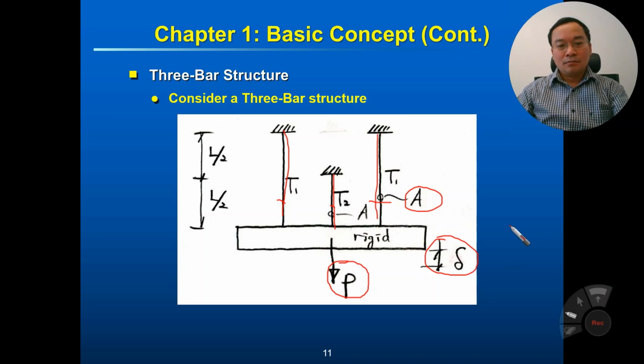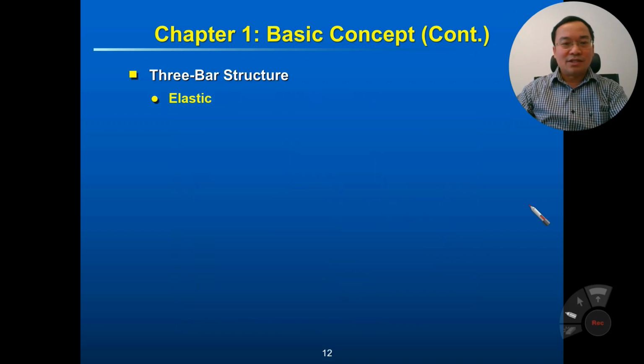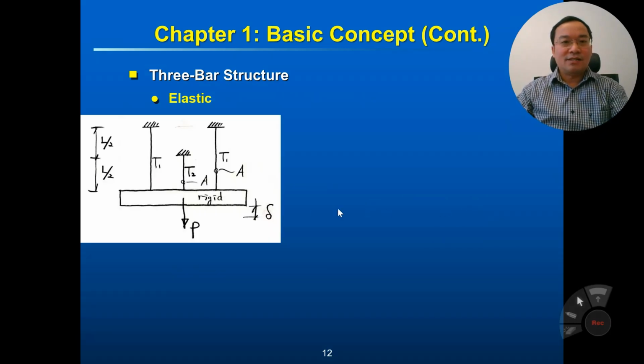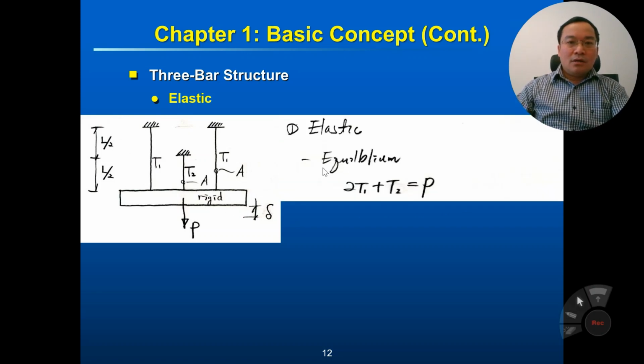What is the relationship between load and deflection in the elastic phase? For equilibrium, we have 2T1 plus T2 equal to P, right? That is equilibrium.